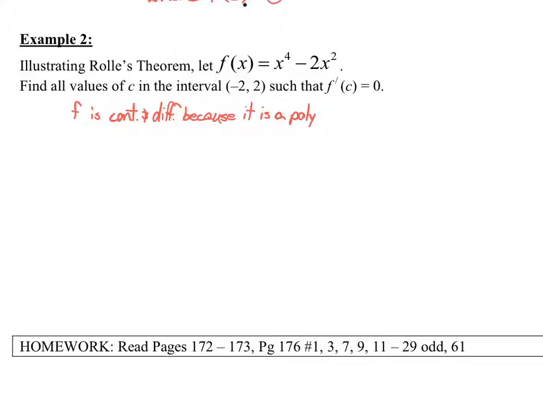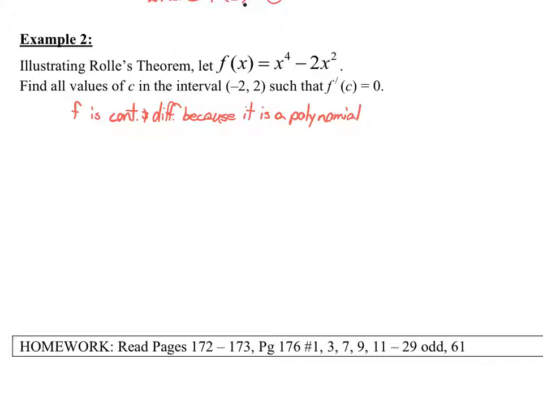We learned this a while ago that all polynomials will be continuous for all real numbers. Okay? And they'll also be differentiable because we know polynomials don't ever have any sharp points or asymptotes or holes. Okay? So because we recognize what that function is and all the properties that go along with that, we know that it'll work here for Rolle's theorem.